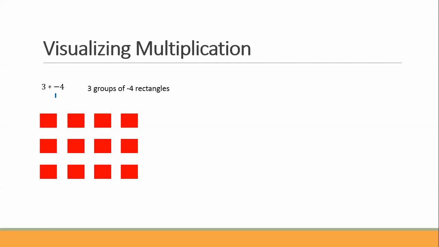Three times negative 4 is 3 groups of negative 4 rectangles. So it's the same thing we just did, only we have negative rectangles instead of positive rectangles. So 3 times negative 4 is equal to negative 12. 3 groups, 1, 2, 3 groups of negative 4 rectangles. All of our rectangles are negative, so our final answer is negative.